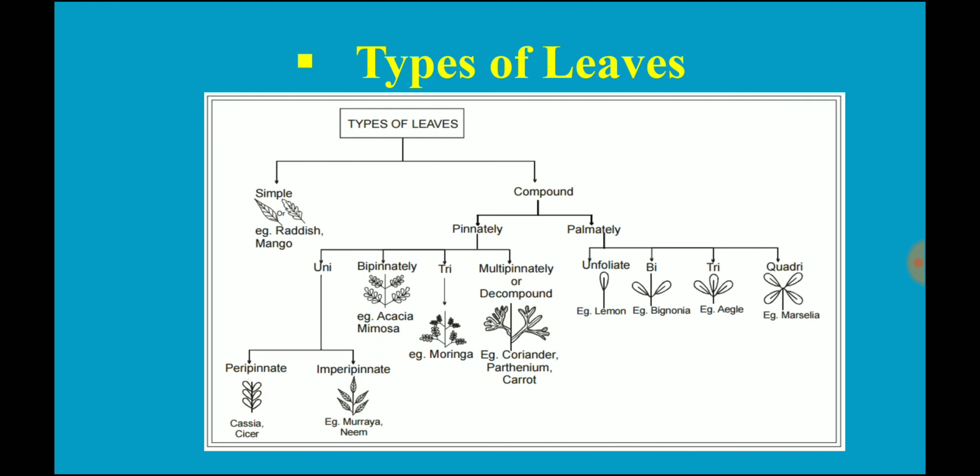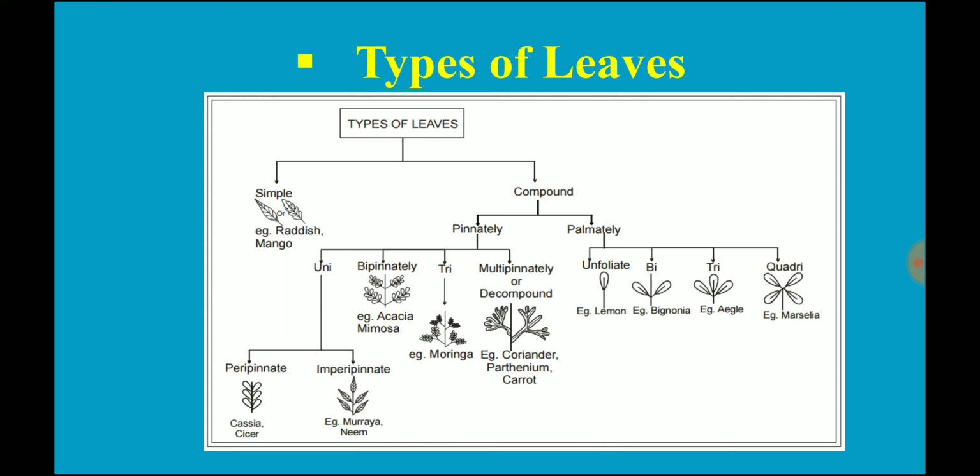As we know, the different kinds of leaves are called the types of leaves. The leaves are divided into two kinds, mainly simple leaves and compound leaves. The simple leaves are generally observed in many plants, for example Hibiscus rosa-sinensis or the mango. Compound leaves are divided into pinnately compound and palmately compound leaves. Pinnately compound leaves have unipinnate, bipinnate, tripinnate and multipinnate.